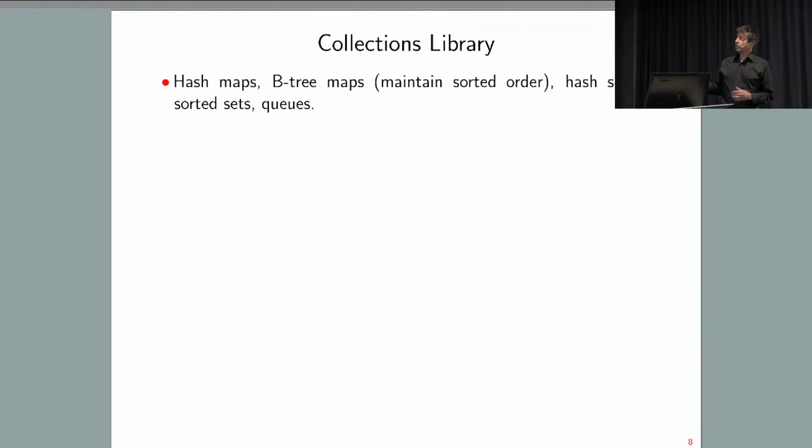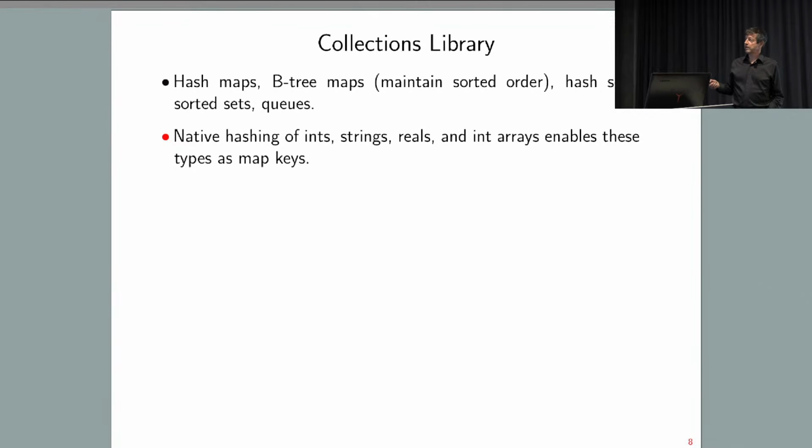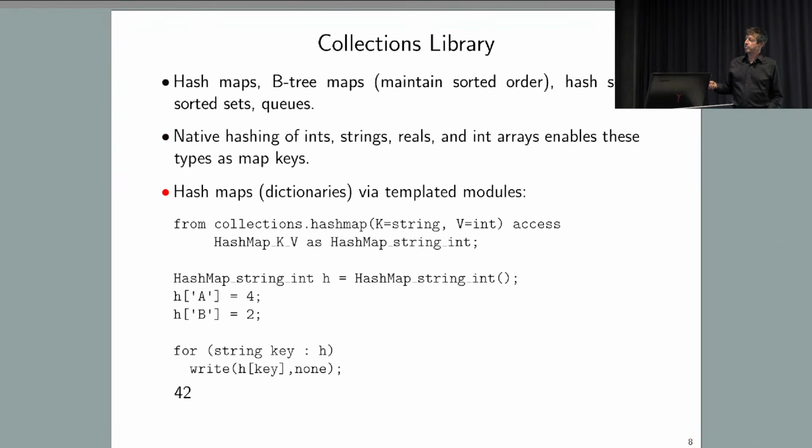And then Charles went on to develop all kinds of containers to help us out with some functionality that we were missing, or that was very awkward to do before. This is a very thorough package: set up for doing hash maps and hash sets, sorted sets, queues, and also native hashing of ints, strings, reals, and int arrays. They can be used as map keys.